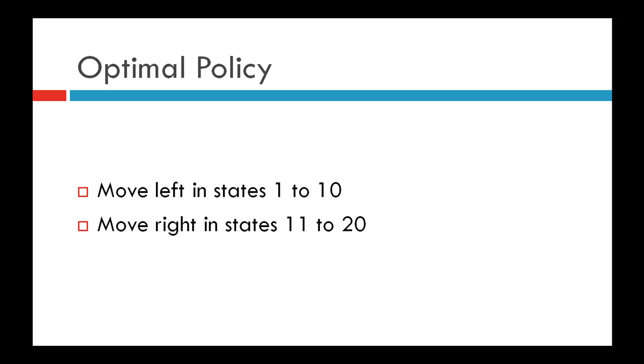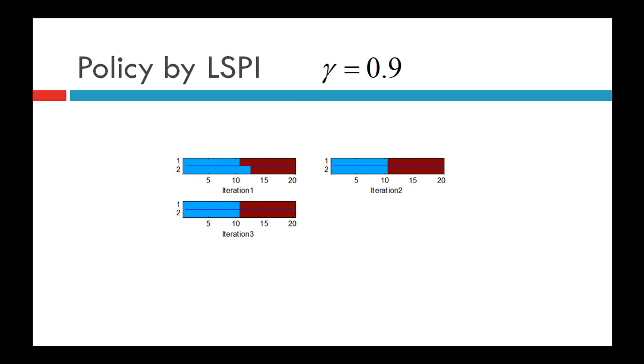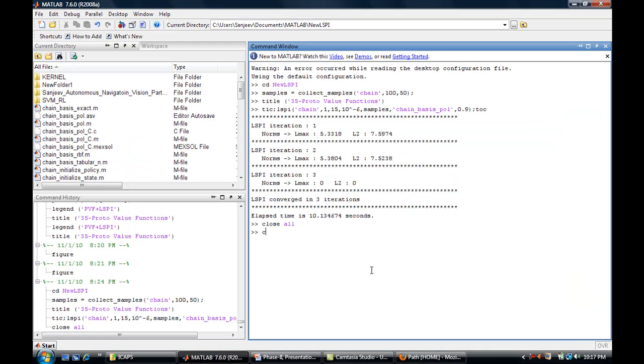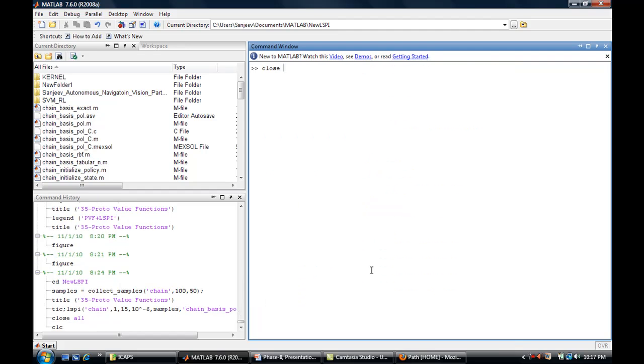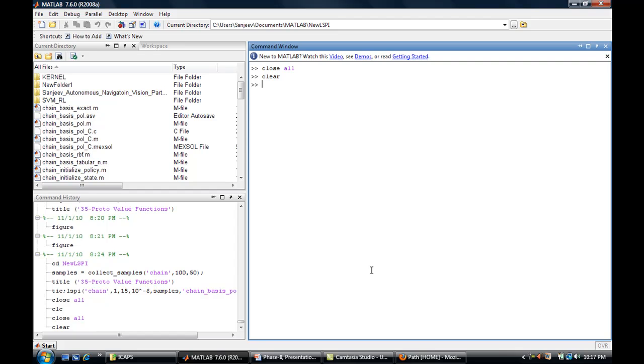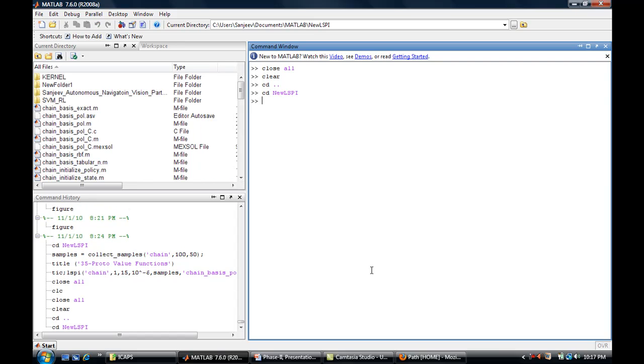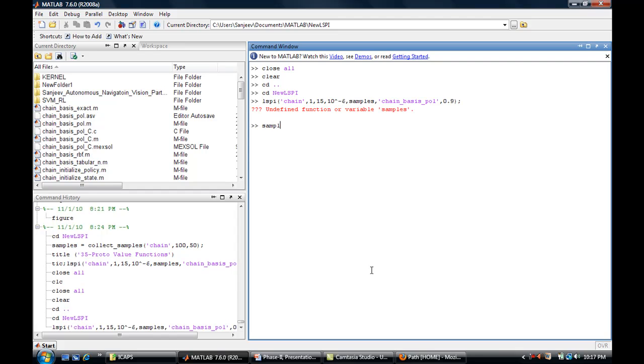So the optimal policy is to move left in states 1 to 10 and move right in states 11 to 20. And here's the policy found by the LSPI algorithm. So I'm collecting the samples with 100 episodes, and each episode has a limit of the maximum number of steps as 50.